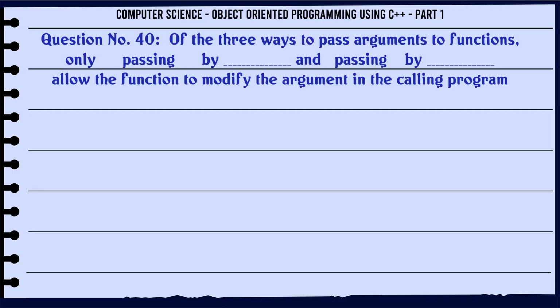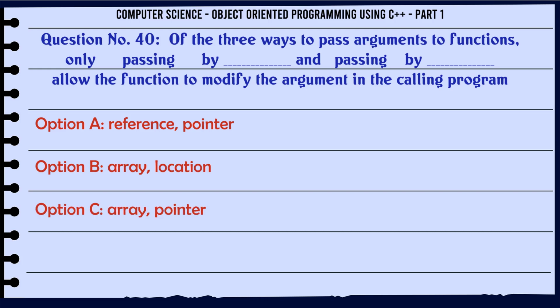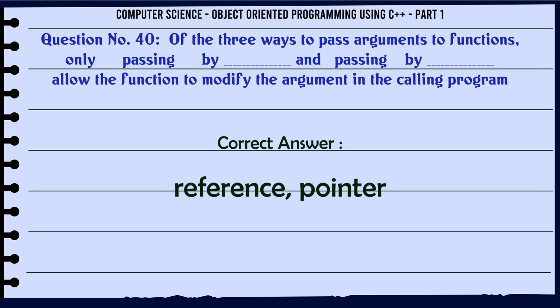Of the three ways to pass arguments to functions, only passing by blank and passing by blank allow the function to modify the argument in the calling program. A. Reference, pointer, B. Array, location, C. Array, pointer, D. None of the above. The correct answer is reference, pointer.